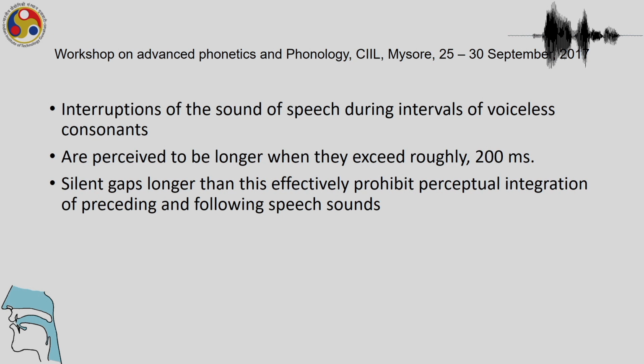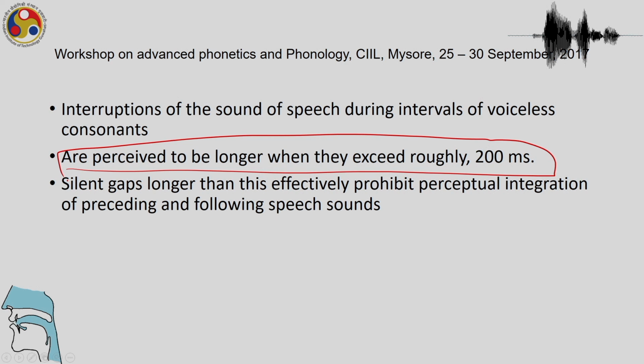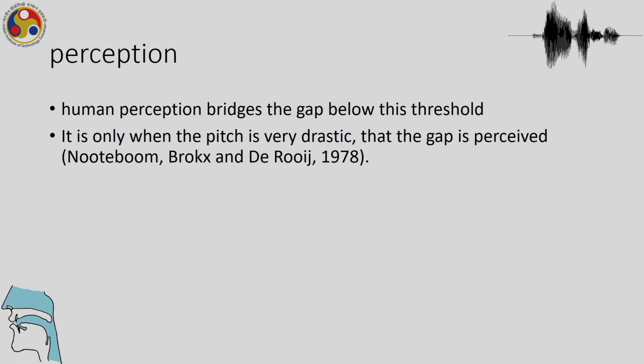But interruptions of the sound of speech during intervals of voiceless consonants are perceived to be longer when they exceed roughly 200 milliseconds. So, the human perception threshold compensates for these gaps, and silent gaps longer than this effectively prohibit perceptual integration of preceding and following sounds. So, 200 milliseconds is a long time. Something below that is not even perceived by the human perception mechanism. That is why these microprosodic effects are not relevant when we are talking about the perception of general prosody by humans.